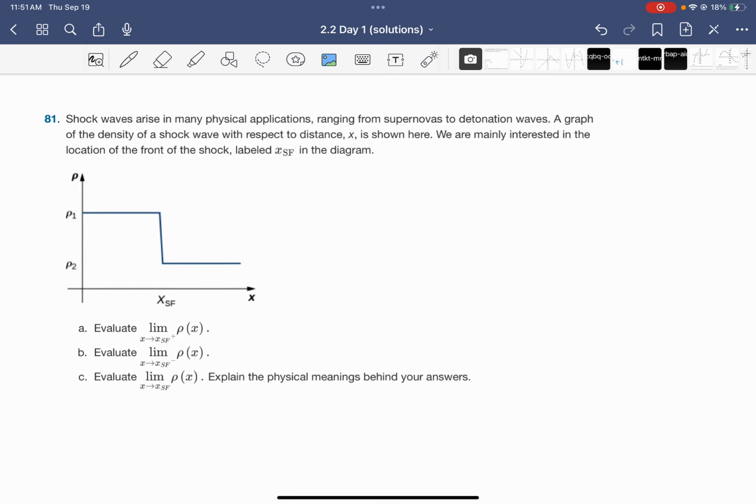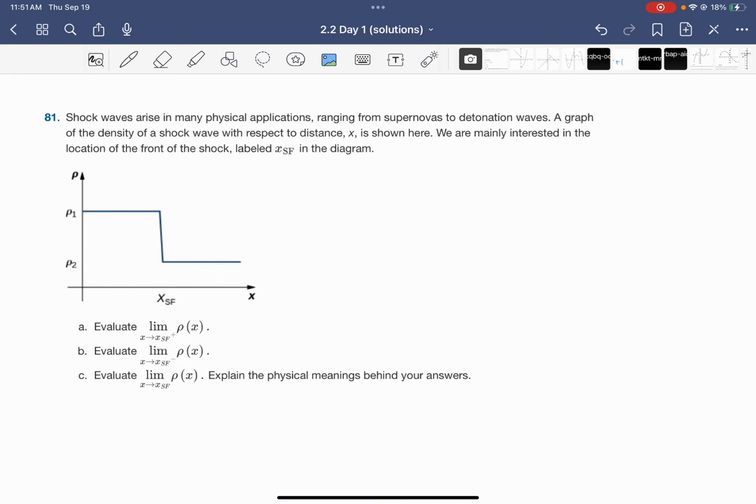So here's some shock waves, ranging from supernovas to detonation waves. So everything is fine, and then kablamo, it goes down. So that would be a case of a shock wave, right? So a graph of the density of the shock wave with respect to its distance, x. So here, the shock wave has this density, but then you have the front of the shock.